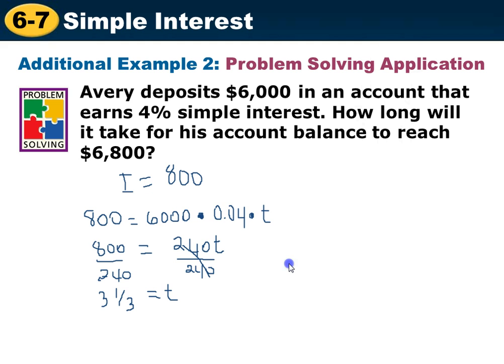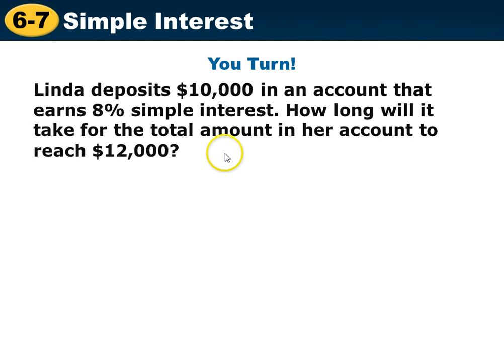Alright, now it's your turn. Go ahead and solve this. Pause, please try it, and then come back and get the answer.